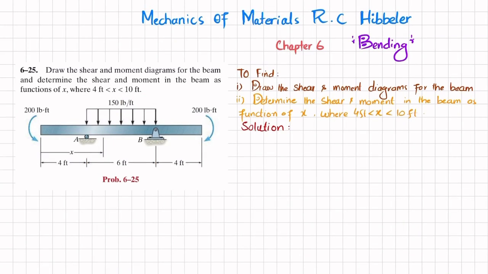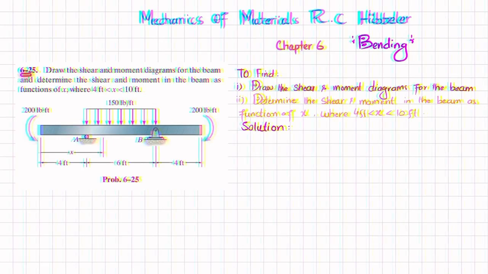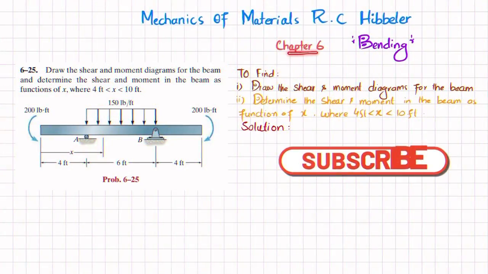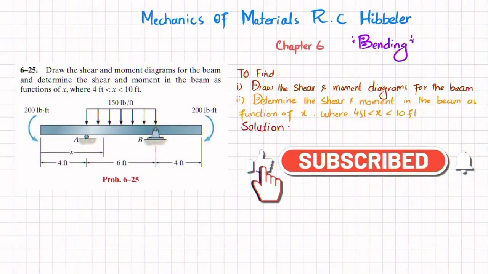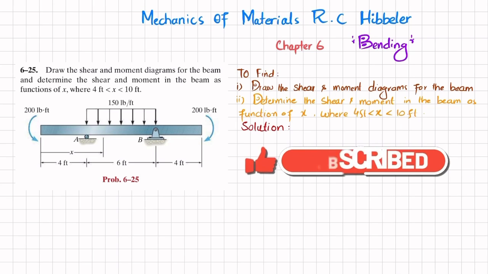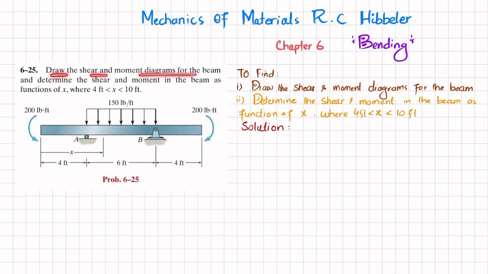Welcome back. In this video, we are going to solve problem 6-25 that is taken from chapter number 6, Bending, and the book name is Mechanics of Materials by R.C. Hibbeler. The statement is: draw the shear and moment diagram for the beam and determine the shear and moment in the beam as a function of x, where x is greater than 4 feet and less than 10 feet.